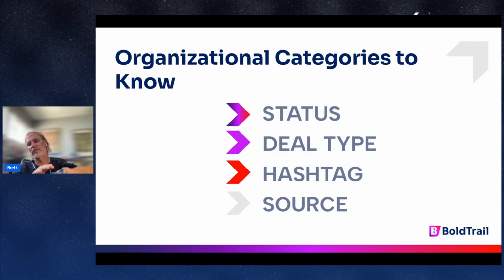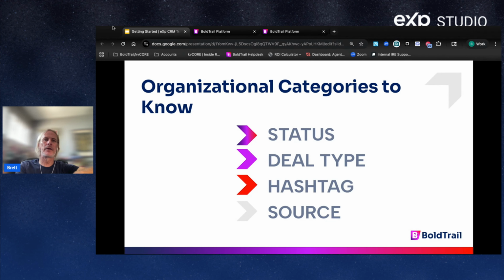The way that the system is organized is based on these 4 categories. Now, predominantly, we're going to focus on status, deal type, and hashtag. Source, for the most part, is hard-coded a lot of the time. If I'm buying leads from somebody, name it, doesn't matter who.